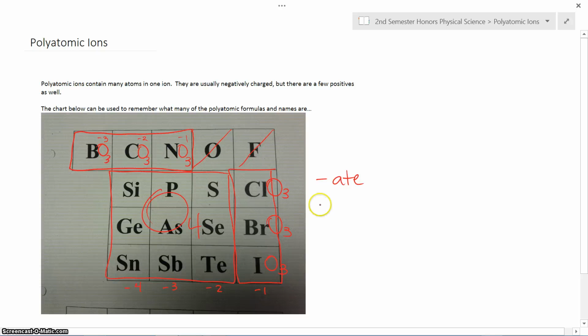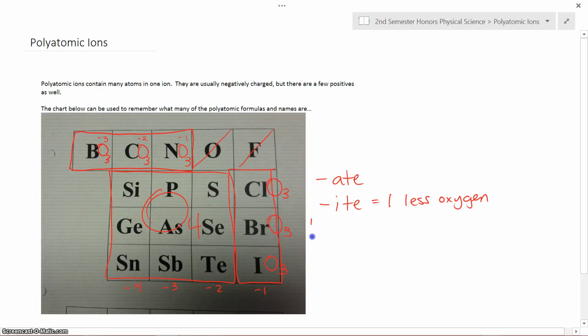Sometimes you'll notice the ending is ITE. If the ending is ITE, you're going to take one less oxygen than is on this chart we just made. So borite would be BO2, still a -3. Phosphite would be PO3, and it would still be a -3. So you just take one oxygen away.